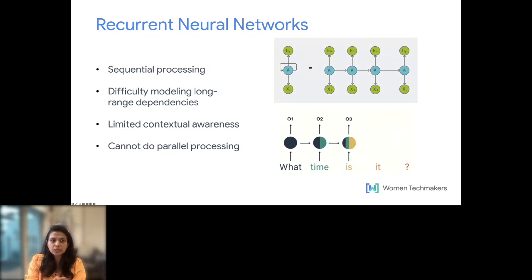The first shortcoming is that it processes data sequentially. When it processes data sequentially, you cannot throw a lot of GPUs at it to make the processing parallel and fast, right? The second shortcoming is that it has difficulties in processing long range dependencies. It has limited contextual awareness. And the last one is that it does not do parallel processing well. So that's where transformers came into the picture.